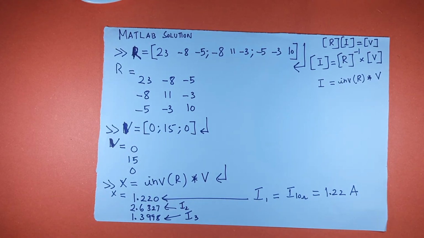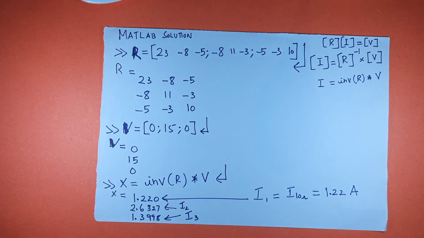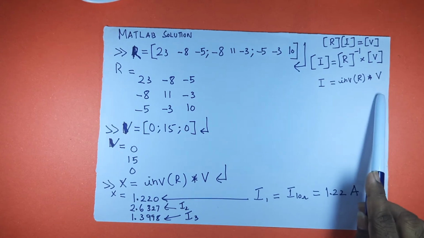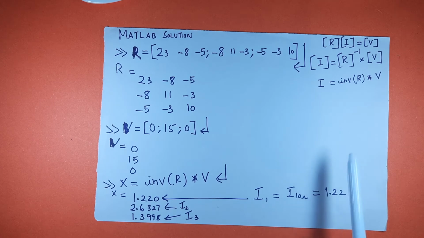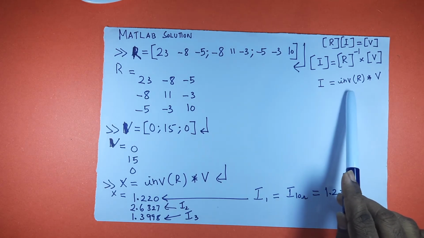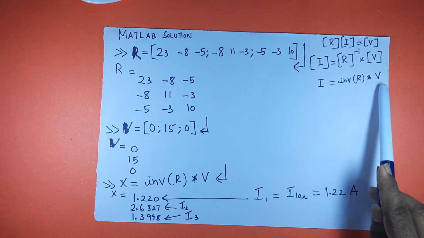RI equals V is similar to AX equals B in matrix form. If X is the unknown matrix, then X equals A inverse B. So here I is the unknown, and I equals R inverse into V. This is the equation we are going to use. Output X equals INV of R multiplied by V. This is a MATLAB command.